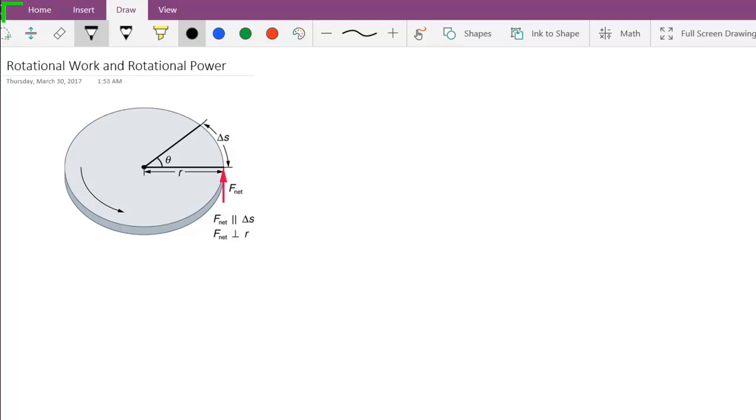Okay, in this video we'll define rotational work and rotational power. Work is really defined the same way it was for linear work. Work is the component of the force which is parallel to the displacement times the displacement. But for rotational motion, you see that the displacement is going to be tangential, right? It will always be tangential along here.